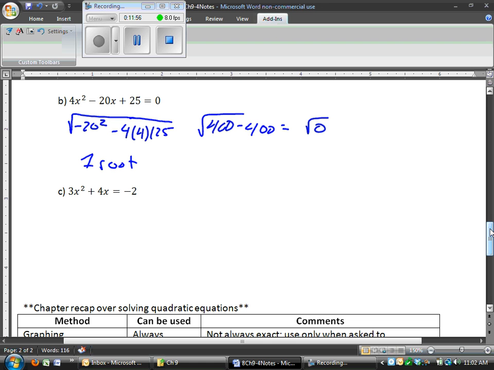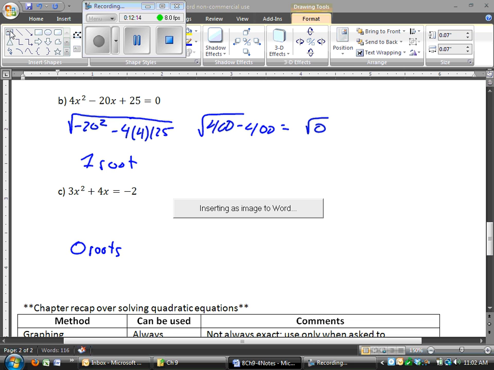And you can guess that this one should be 0 roots. Again, I don't have time to show you the whole thing. But go ahead and try that, please, on your own. And if you don't get 0 roots, meaning if you don't get a negative underneath the radical, come see me or try it again and see if you can figure out what you did there. Okay?